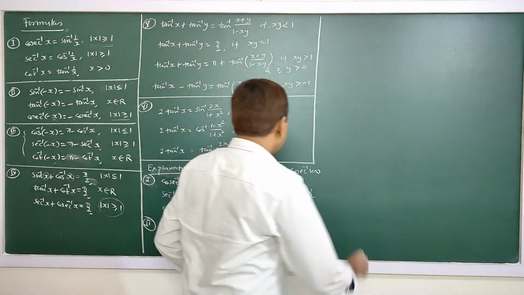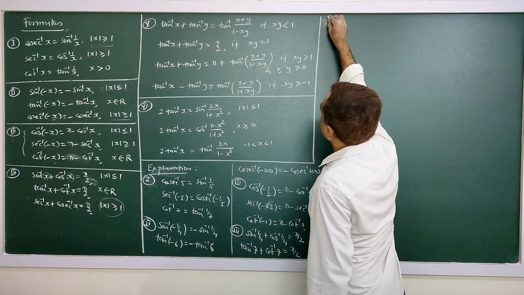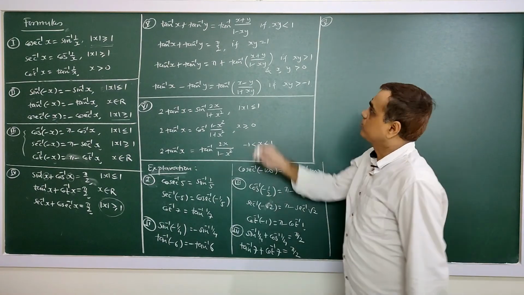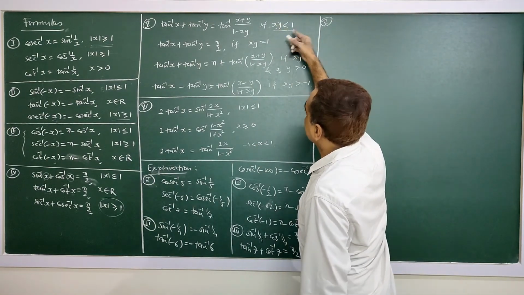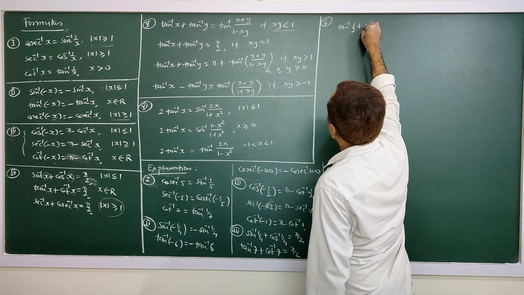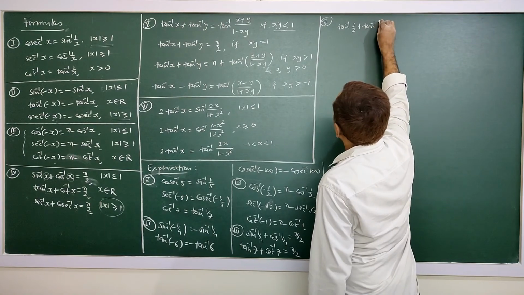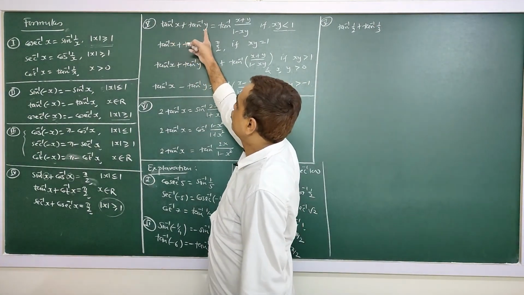Then the explanation of this property. See, suppose I am taking numbers whose product is less than 1. So tan inverse 1 by 2 plus tan inverse 1 by 3. I am taking x as 1 by 2, y as 1 by 3.